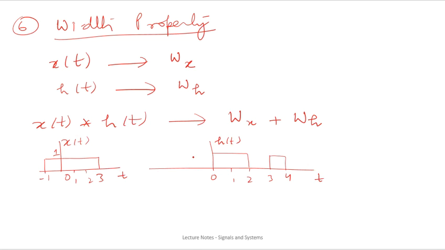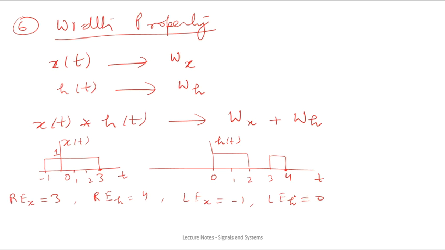So let us suppose these are two continuous time signals x(t) and h(t), and you have been asked where the right and left edges of the convolution of x(t) and h(t) will be located, and what the width of the non-zero extent of the convolution will be. You can just use the width property which we have discussed. The right edge of this x(t) signal is 3. Similarly, the right edge of this h(t) signal is 4. The left edge of the x(t) signal is -1 and the left edge of the h(t) signal is 0.